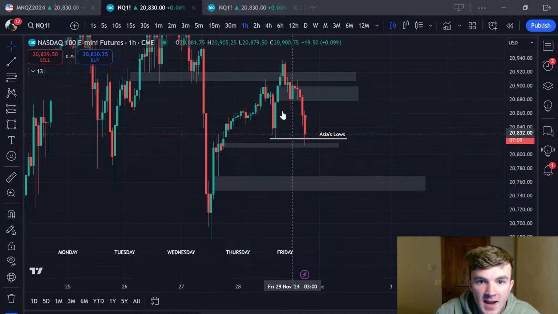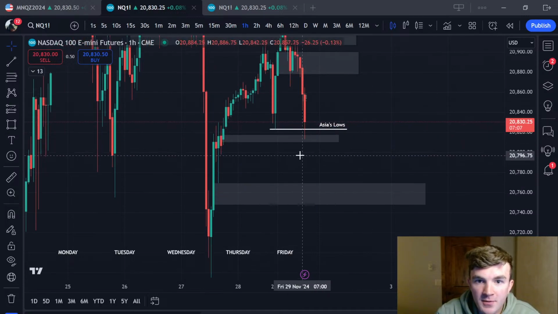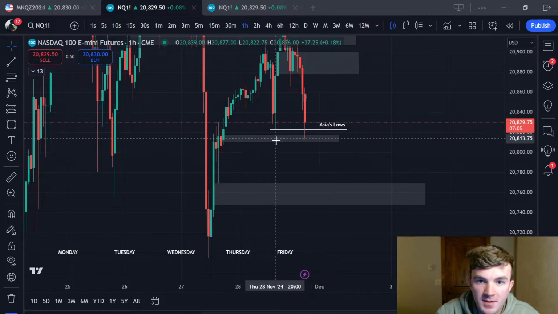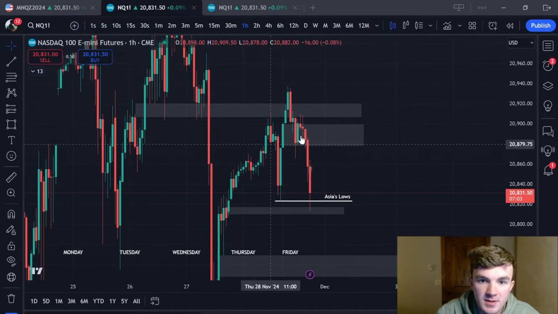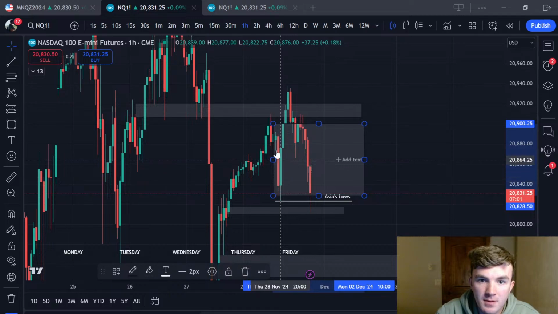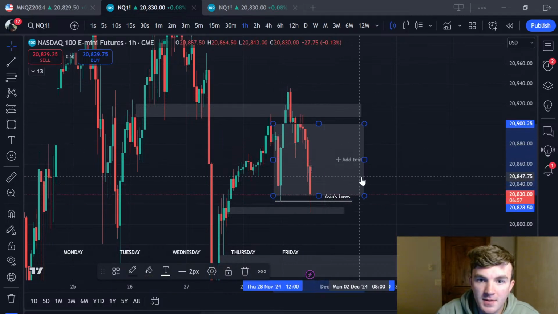You can see this is actually becoming an hourly breaker block. If we close below here, this will be an hourly breaker block, because low, high, or high, low, higher, high, lower, low.